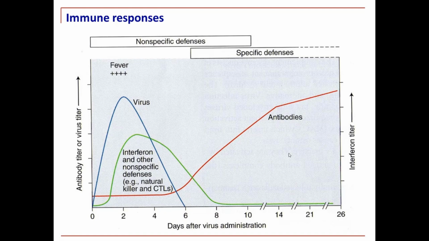So if we look at the immune responses that kick in following an infection, again looking at the y-axis, you can see this is the antibody titer and the virus titer. You can see the blue is the amount of virus that's in your circulation. You can see fever kicks in as the virus gets to much higher levels, and the x-axis is days after virus administration. And you can see early on you've got your non-specific host defenses. They kick in immediately after infection, whereas those specific defenses take days to weeks to mount a response to a viral infection.